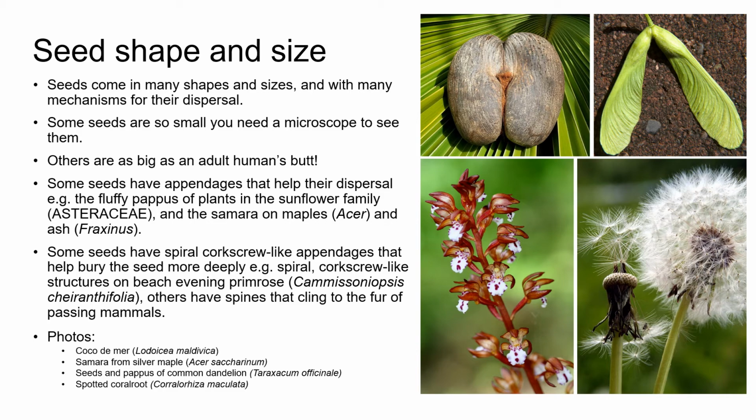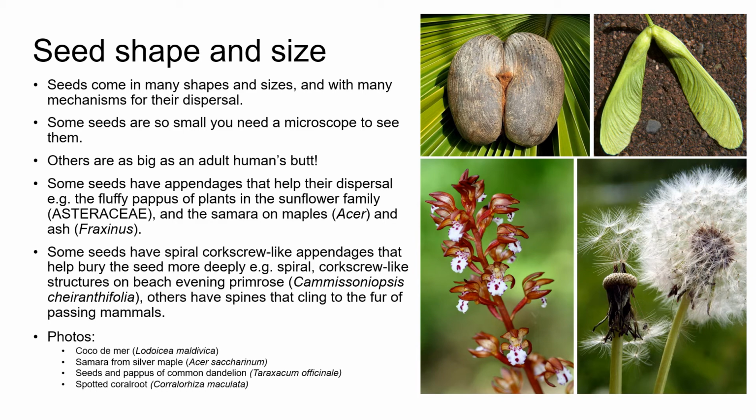Some seeds have specialized appendages that help in their dispersal. For example, the fluffy pappus of plants in the sunflower family and the helicopter-like wings on the samara of maples and ash. Other seeds have spines that cling to the fur of passing mammals.